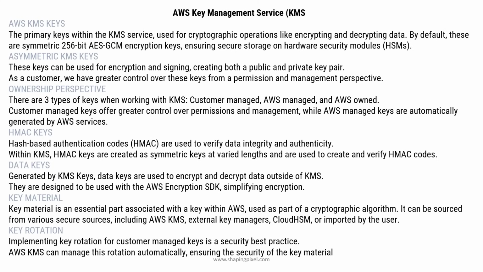Key material is an essential part associated with a key within AWS. Used as a part of a cryptographic algorithm, it can be sourced from various secure sources, including AWS KMS, external key managers, CloudHSM, or imported by the user. Implementing key rotation for customer managed keys is a security best practice. AWS KMS can manage this rotation automatically, ensuring the security of the key material.